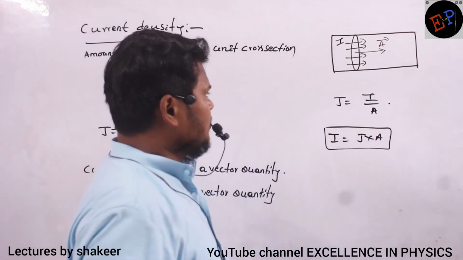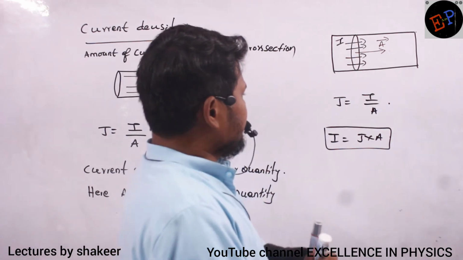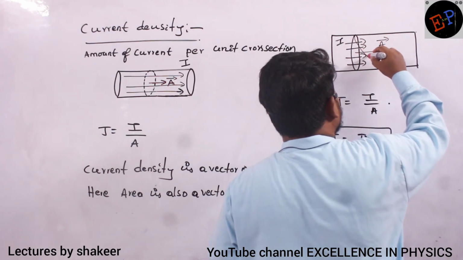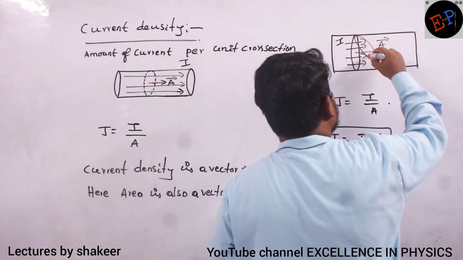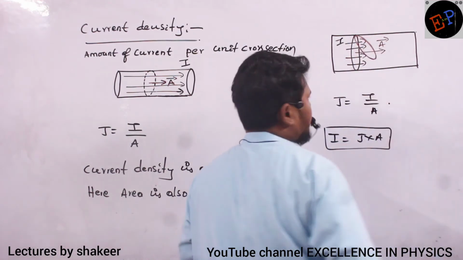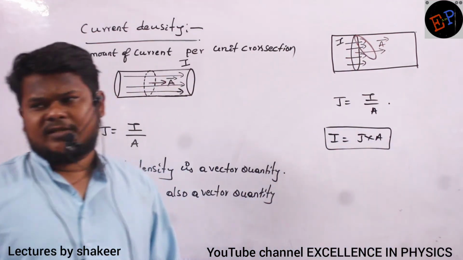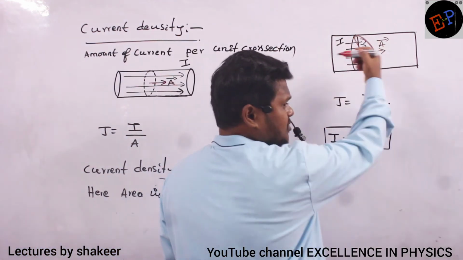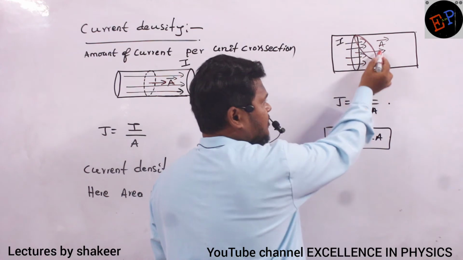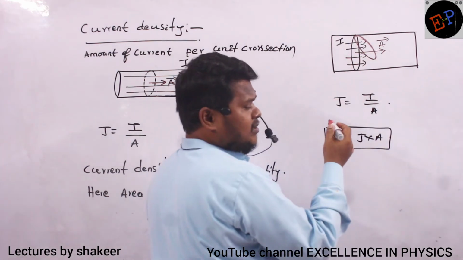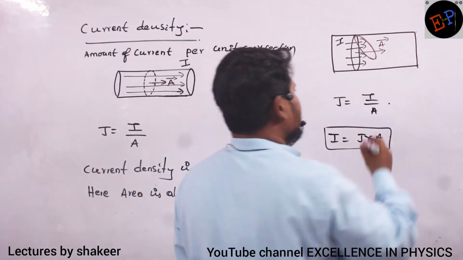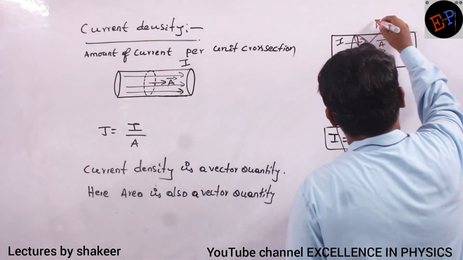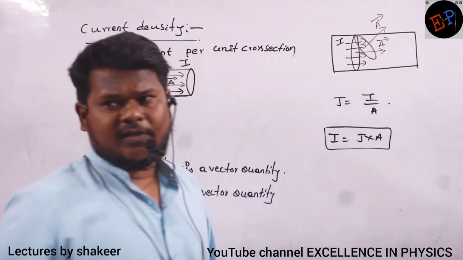But what I do is, instead of taking the area of cross section like this, if I take the area of cross section to be like this, what happens? I am bending the area of cross section by a small angle theta. Previously this was the area of cross section. Now I want to take this much area. Now how can I draw the area vector? Now this is the area vector A dash.